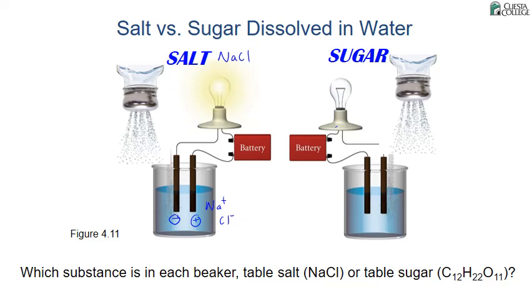In the beaker on the right, since the light bulb does not light up, the substance must have been the sugar, table sugar, or sucrose, which is a molecular substance. And when it dissolves in water, it doesn't form any ions at all. Without any ions, the water is not a very good conductor of electricity.